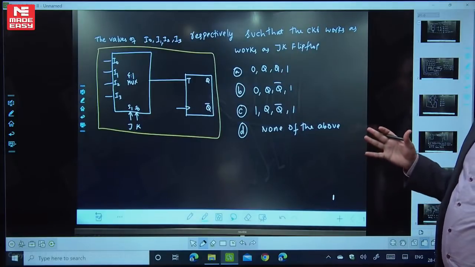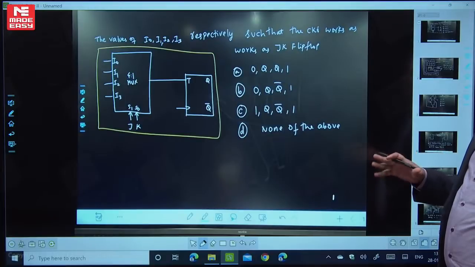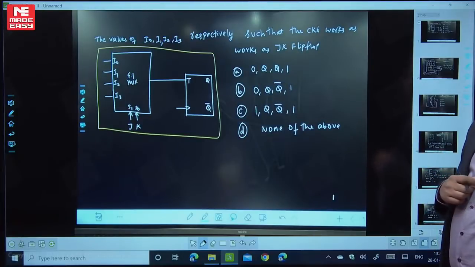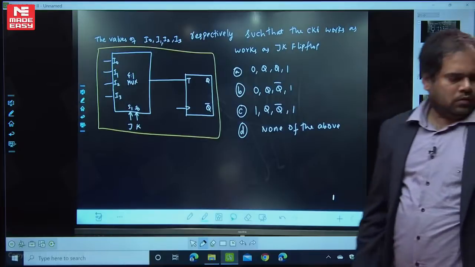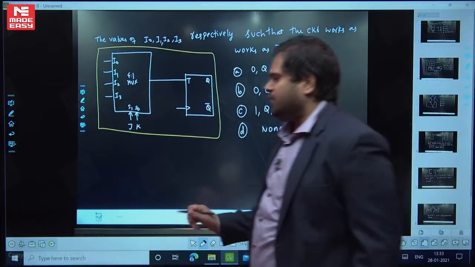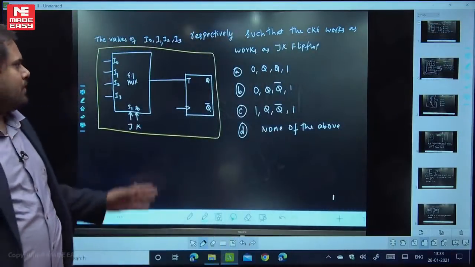I will try my level best to cover as much as possible in this 1 hour session so that it will be beneficial for the students. So now let us see. Let's take up the first question. Please go through the question.